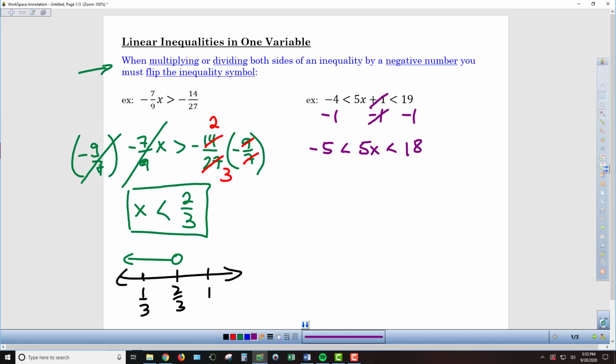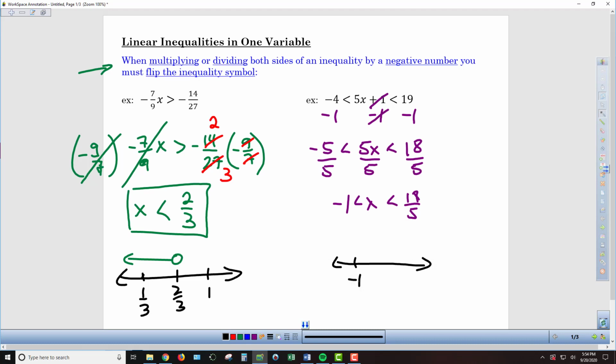And then same idea, I'm going to divide by 5 to get rid of the 5 that's multiplying the x. And so I'm going to do that on both sides as well. So we end up with x. Over here on the right hand side, we've got 18/5. We'll just leave it like that. We can think of it as 3 3/5 if we want to think about where it's going to fit on the number line. Over on the left hand side, we've got negative 1, and again we have our less than symbol there.